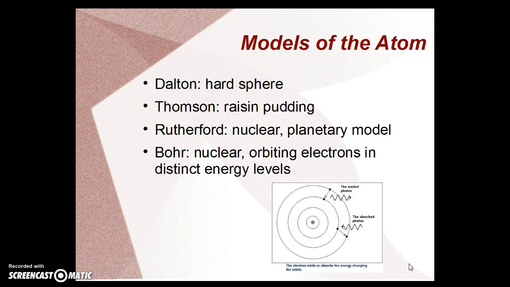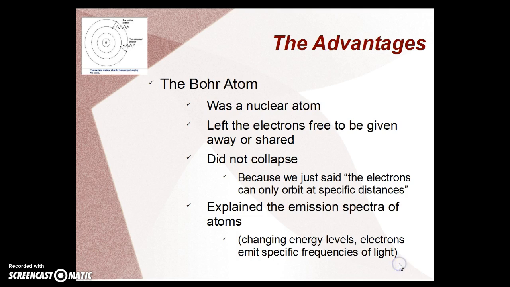Bohr gave us, again, a nuclear atom, but he said that the electrons orbited only in distinct energy levels, specific shells. The Bohr atom was a nuclear atom. It left the electrons free outside the nucleus to be given away or shared. The Bohr atom didn't collapse, and he said it doesn't collapse because it doesn't collapse. The electrons can't get any closer than the first energy level.